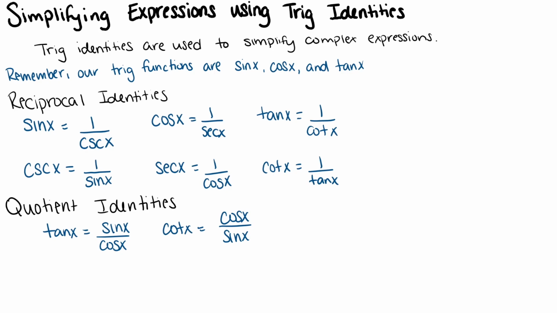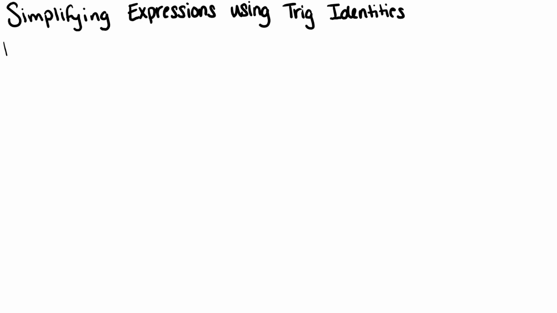So when we get into expressions like simplify sine x times cotangent x, or things like that, we want to start to use some of these identities in order to be able to simplify these functions. So we defined our trig functions, our reciprocal identities, and our quotient identities. And now let's go over our Pythagorean identities.